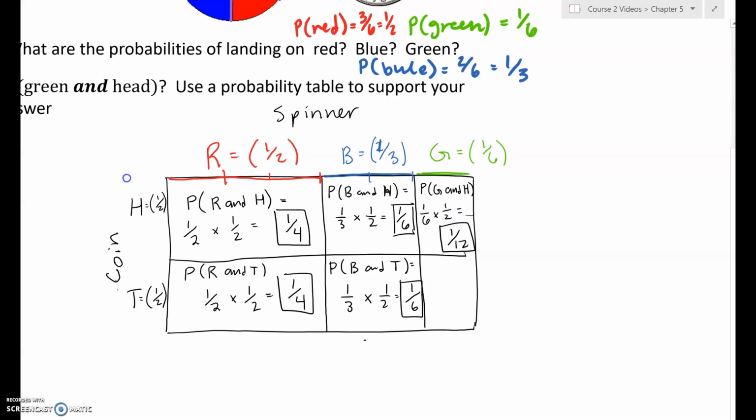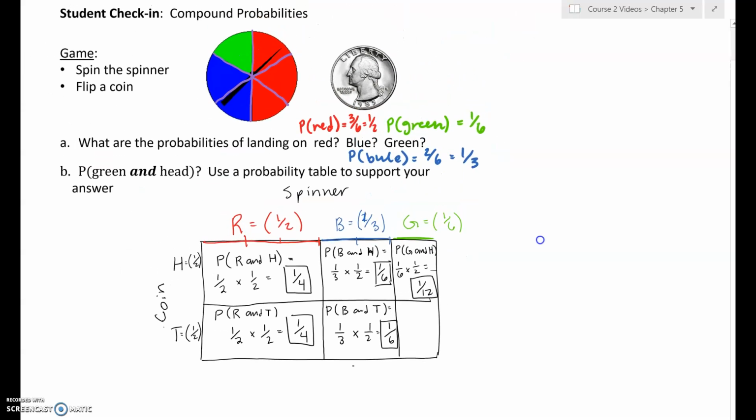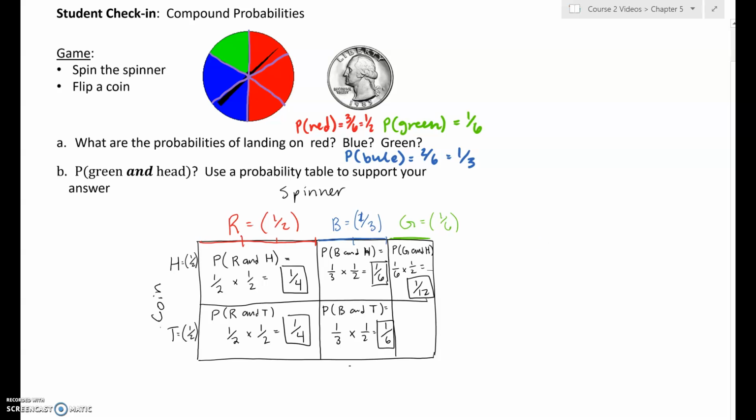So if we played this game 12 times, spun the spinner, flipped the coin, spun the spinner, flipped the coin, if we played it 12 times, we would expect this combo, green and head, to come up once. All right, we're supporting it in this table here. And then the probability it's green and tails is 1/6 times 1/2, which is 1/12.